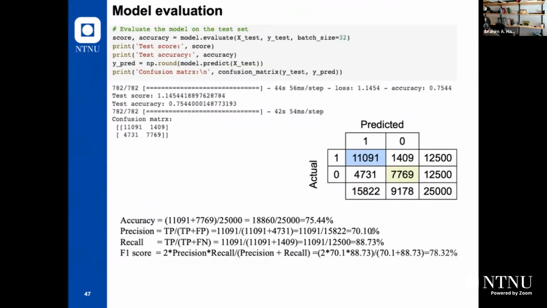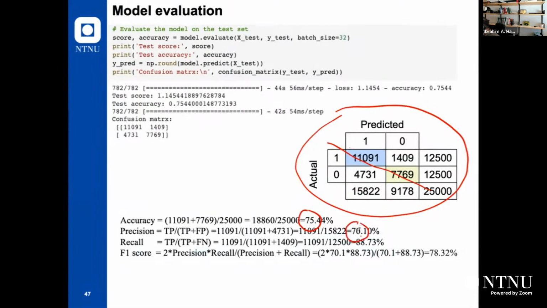We get this test score and accuracy and stuff like this. So this is the confusion matrix, right? We have sentiment analysis. It's positive and negative. So you can see that across this diagonal, we have 25,000 data points or samples in the test set. So you can see that it's very good accuracy, in fact. The accuracy is around 75%, right? Precision and recall are 70% and 88%.